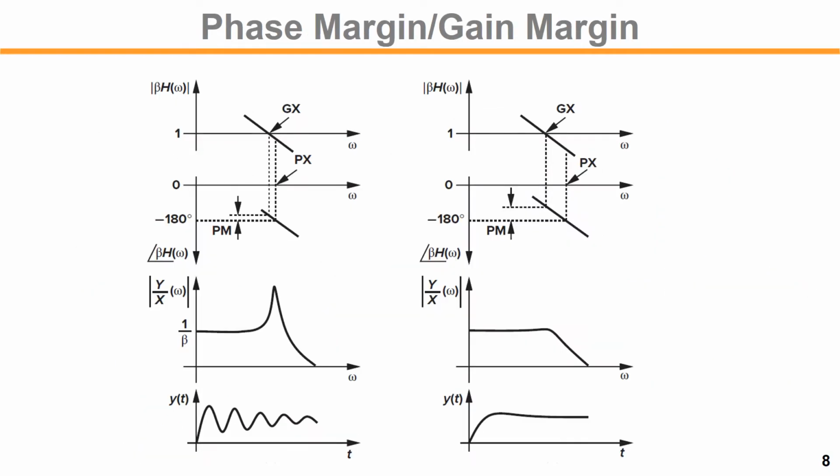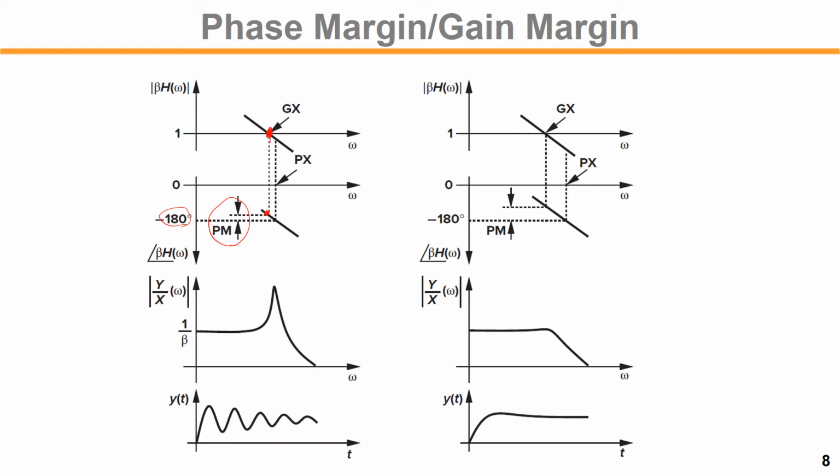There's some terminology to define the stability, how stable the loop is. We can identify it by looking at the phase margin and gain margin. The phase margin is defined when your loop gain is equal to 1: look at the phase, and the difference between 180 degrees and the current phase shift gives you the phase margin. The larger the phase margin, the more stable it becomes.